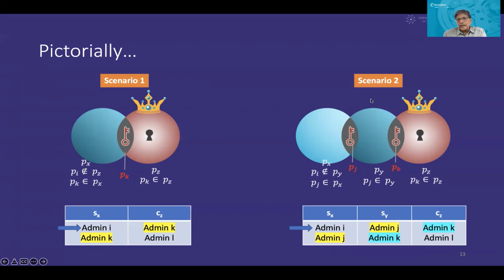Now we go to the right-hand side, scenario 2, where I can't hop directly from SX to CZ. I have to find some intermediary system, which is the system in the middle that has accounts PY on it. Again, I look for common accounts between PX and PY. I find PJ. Then using PJ, I find PK, which is in the common set of accounts between PY and PZ. And then eventually I'm able to get to the crown jewel system. And here, the table at the bottom shows that I've compromised I, I have to discover J. And once I've discovered J, I have to find K in order to get to CZ, right?